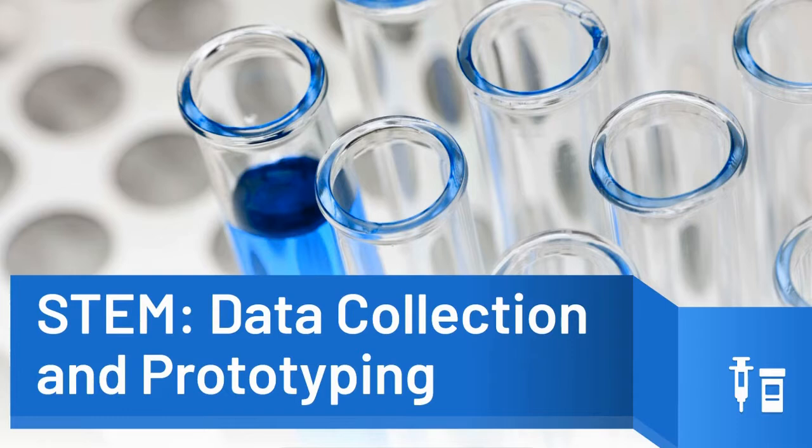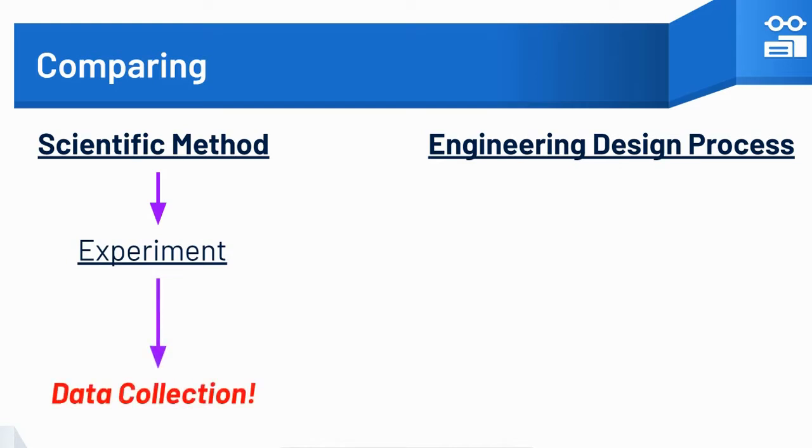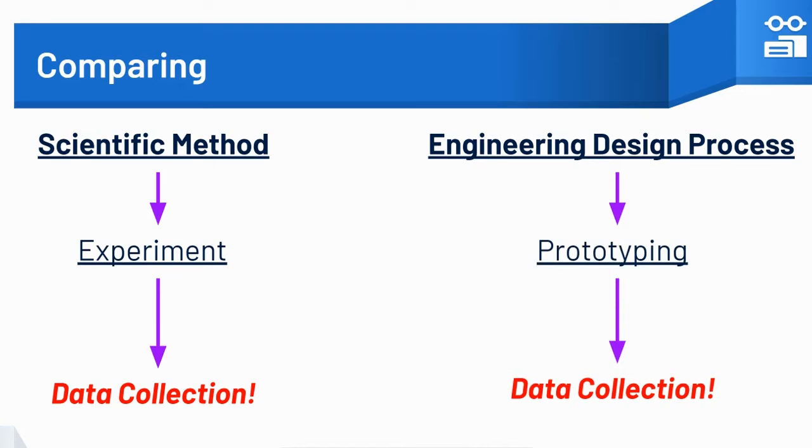Accurate data collection and observations of your prototyping process are both huge parts of the STEM world. So when we take a look at the scientific method and the engineering and design process, in the scientific method, you're more so going to be conducting experiments. And from those experiments, you're going to make sure that you are collecting plenty of data. In the engineering design process, rather than an experiment, you're going to be prototyping. And within that prototyping, you guessed it, you're going to be collecting plenty of data.